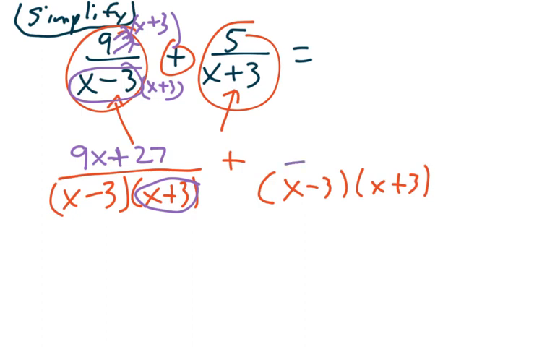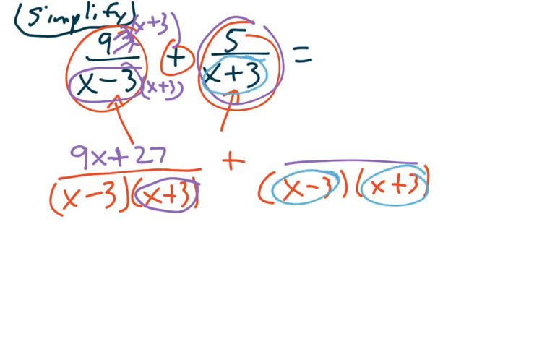Okay? The right fraction here, notice we have the x plus 3. We need this x minus 3. So we're going to times top and bottom by x minus 3. And here we're going to distribute again. And we're going to get 5x minus 15.